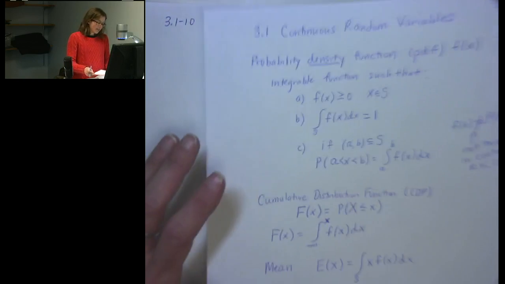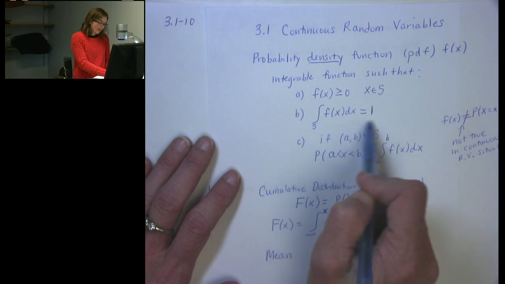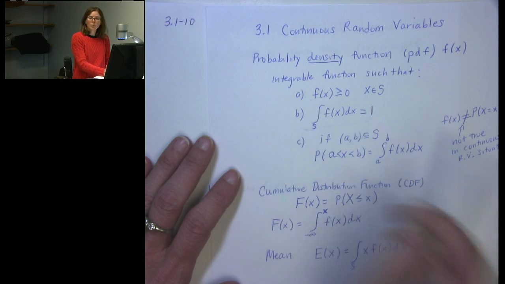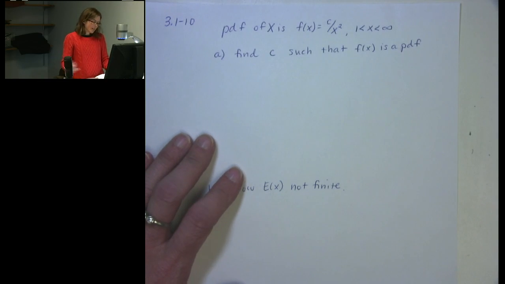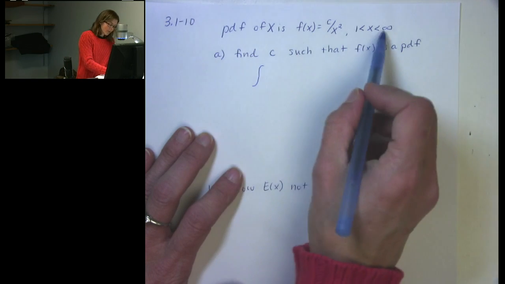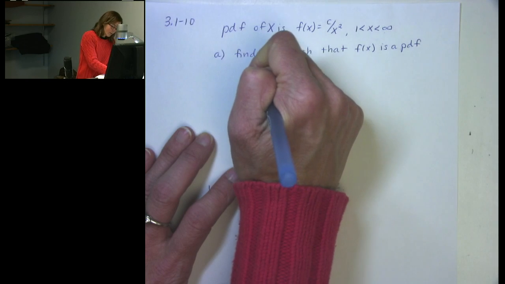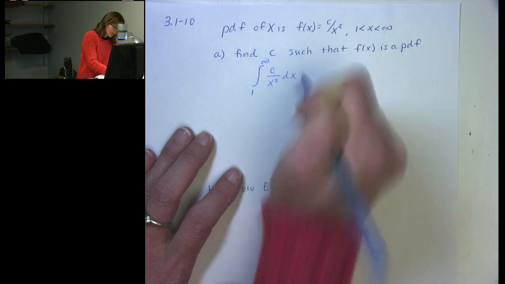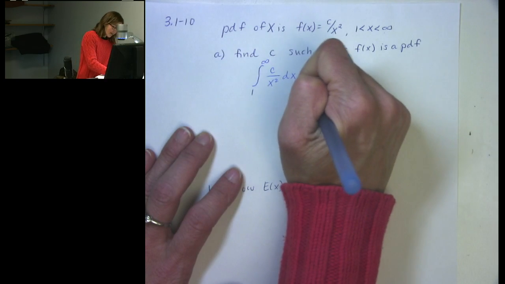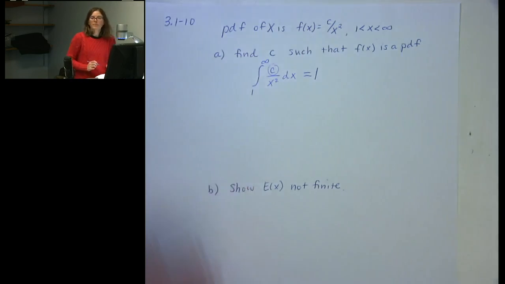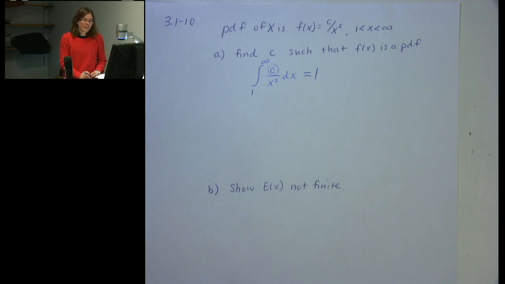But the other key thing we need is that the total area under the curve in this support is going to be equal to 1. So the key here is to integrate over the support from 1 to infinity our f of x, which is c over x squared, with respect to x, set that equal to 1, and we should be able to solve for c. So that's really the key to that problem.